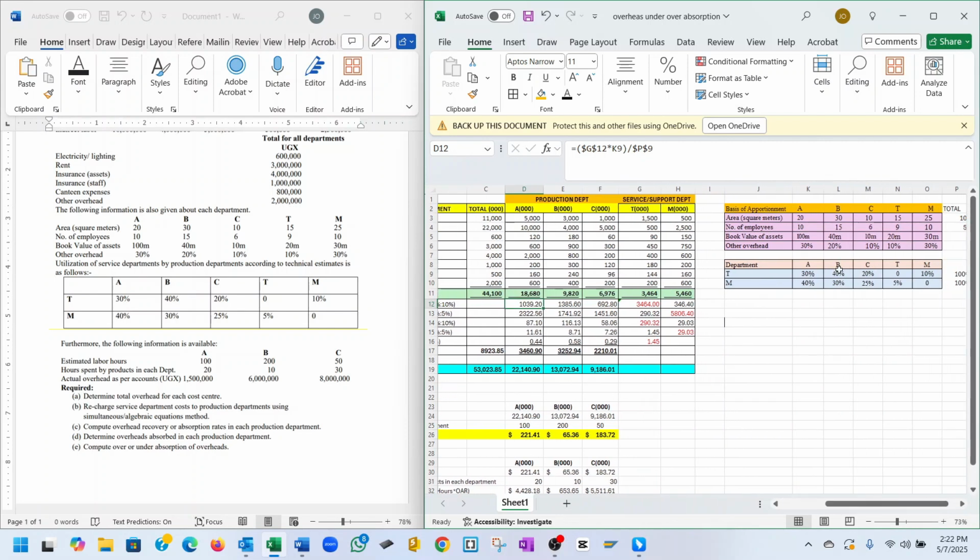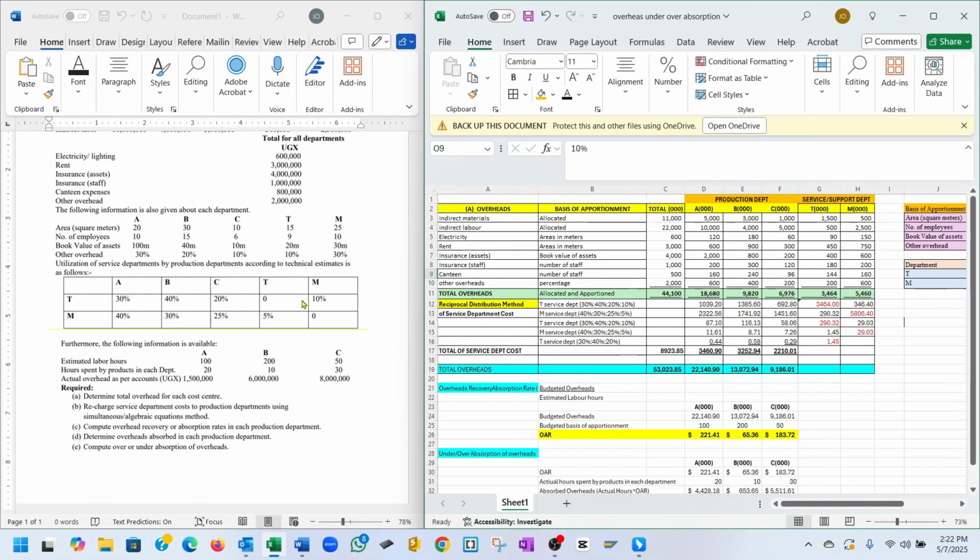Then when you go to B, it will be 40 over 100 times 3464. And that will give you 1385. Then C will be 20% over 100% times 3464, giving us 692.8. Then M is 10% of 100%, giving us 346.40. Now, after that, we are going to share the service department M. That will be the second.